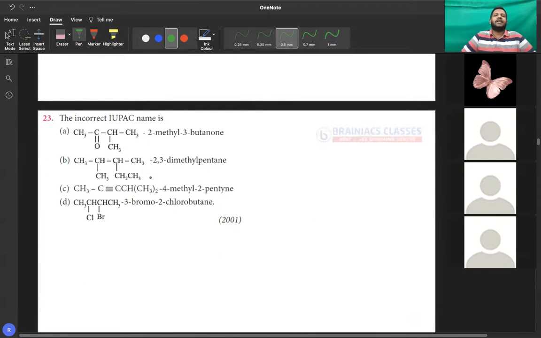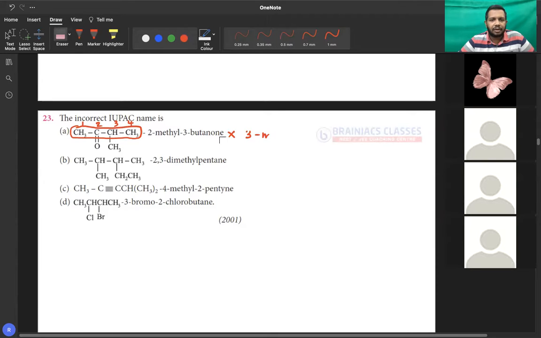The incorrect IUPAC name is 2001. Now we have started from 2020 and we have almost reached 2001. Can you tell me which is the incorrect IUPAC name among these? We can do it in the options itself. We will choose the parent carbon chain like this for this one. Now we will put the numbers. We know that a carbonyl group is there, so we should give priority to that. 1, 2, 3, 4. So I know that this is 3-methyl, but they have given 2-methyl here. So this is wrong.